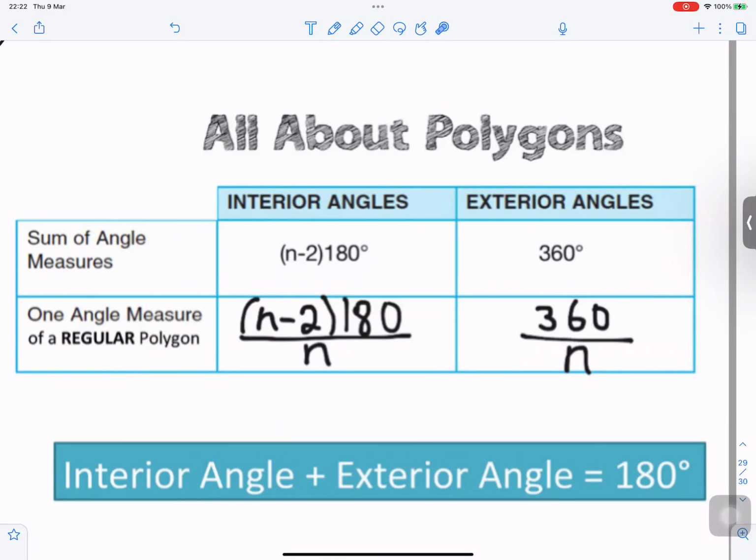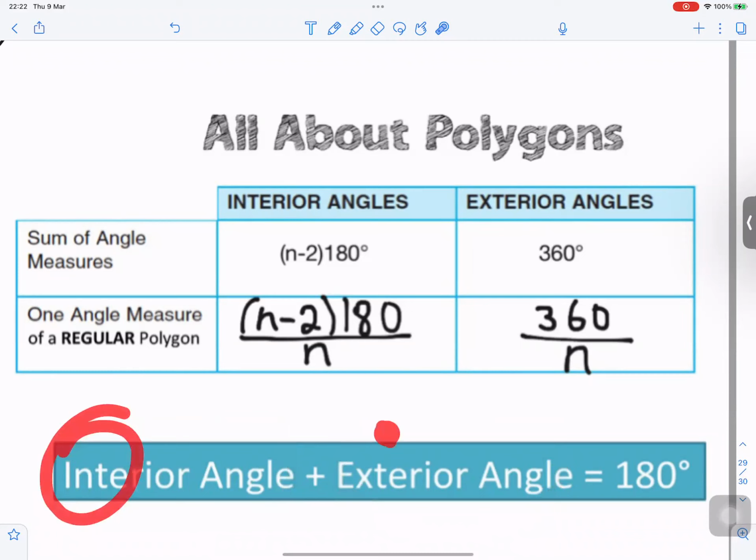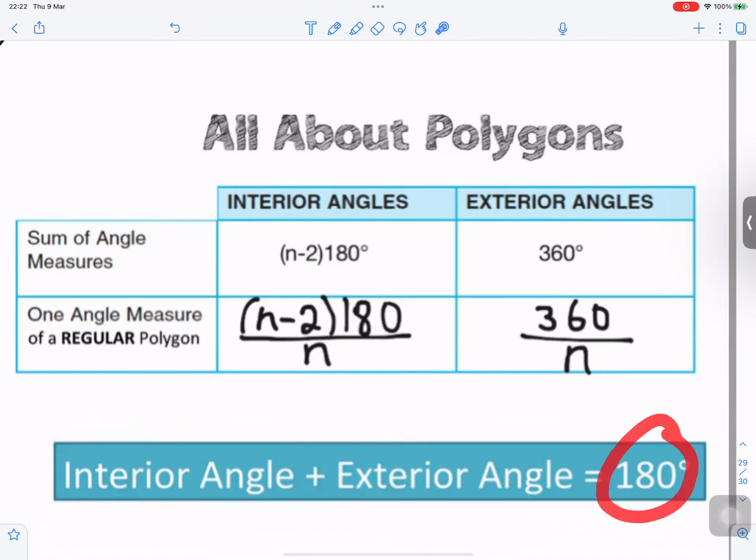For question 26, we need to know this formula about polygons. So the sum of the angles in the polygon is n minus 2 times 180. And the sum of the exterior angles is 360. One angle for a regular polygon is n minus 2 times 180 divided by n, the number of sides. And the exterior angle is 360 degrees divided by n, the number of sides. Interior angle plus exterior angle is 180. Interior, the angle inside, plus exterior, x, the angle outside, is 180. You need to know this to answer this question.